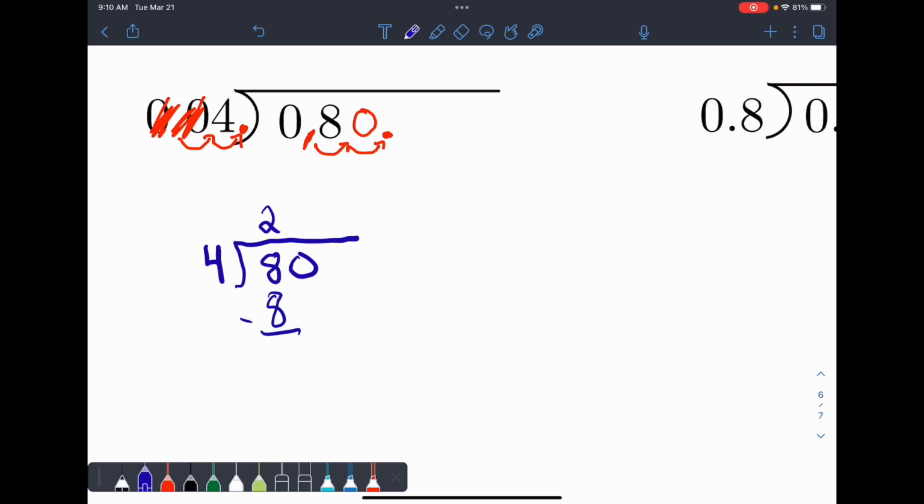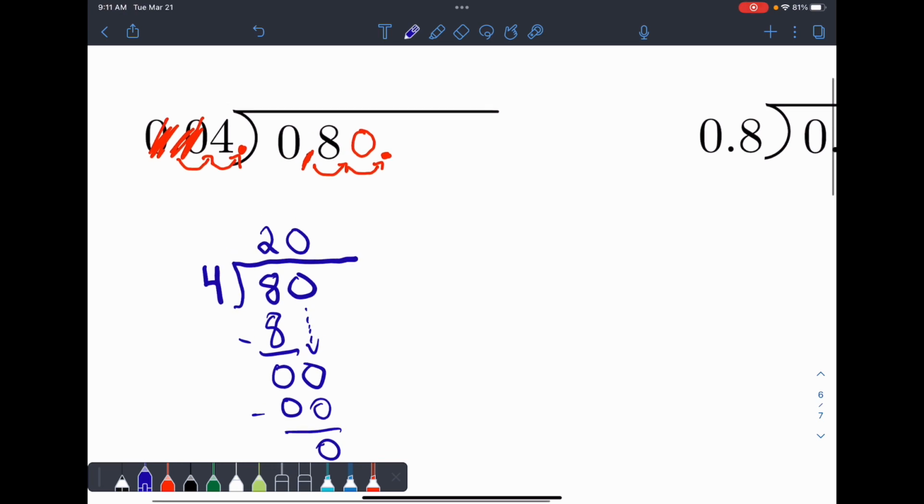We subtract 0, 0. We bring down the 0. 4 goes into 0 exactly 0 times. And now we're done. Well, we could keep going. 4 times 0 is 0, and we subtract, and we get 0 remainder. So 4 goes into 80 20 times. And in fact, the original question, 0.04 goes into 0.8 the same number of times. So the answer up here is 20 as well.